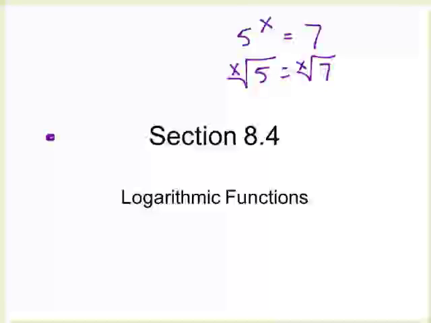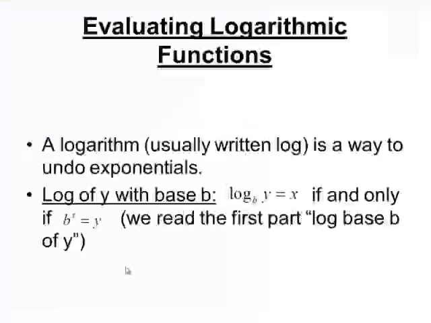So the way we undo an exponent is with a logarithm. A logarithm, which we abbreviate log, is a way to undo exponentials. Our notation is that we say log, and then there will be a small subscript number dropped kind of half a line, and that's called our base. We read it by saying log base b of y equals x. And that is a way to undo an exponential.